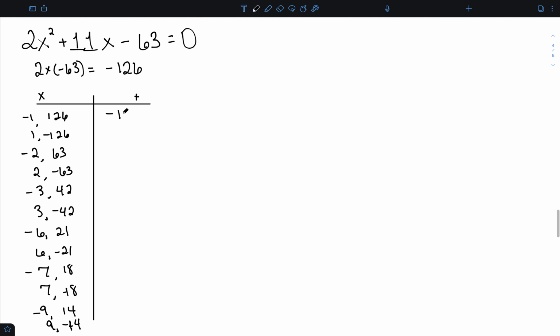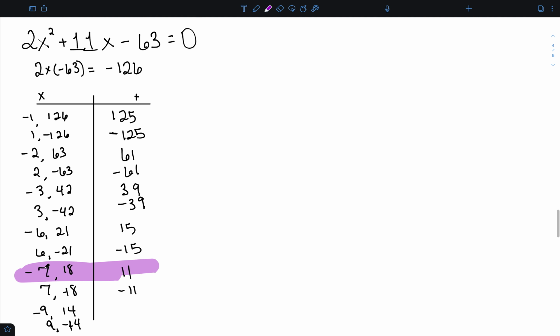So I add these, this is positive 125 and then negative 125. This is 61 and minus 61, 39 and minus 39, 15 and minus 15, 11 and minus 11, and I'll go ahead and stop since I do have the piece I need. I need it to be 11. So I'm going to rewrite this problem as 2x squared minus 7x plus 18x minus 63 is equal to 0.